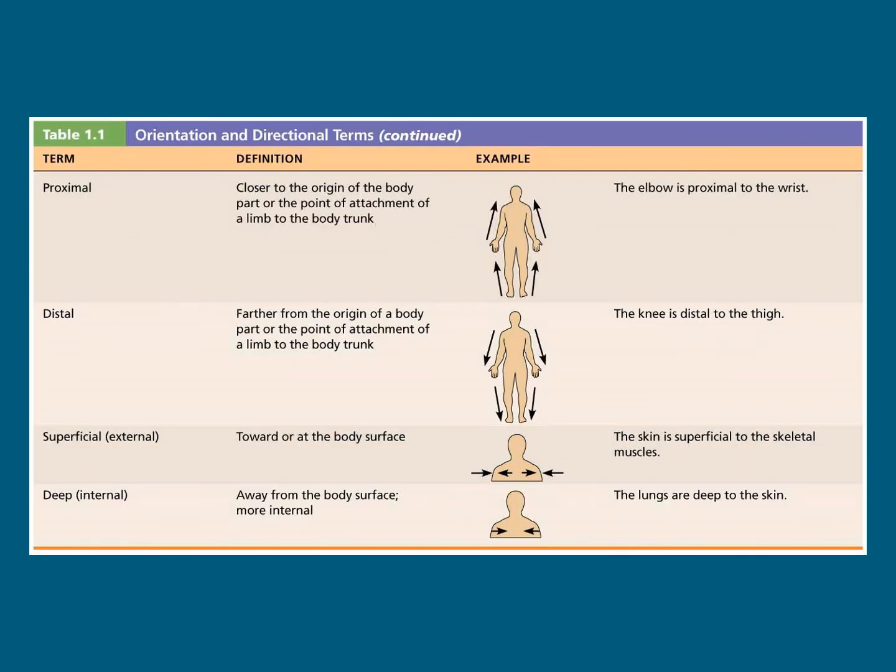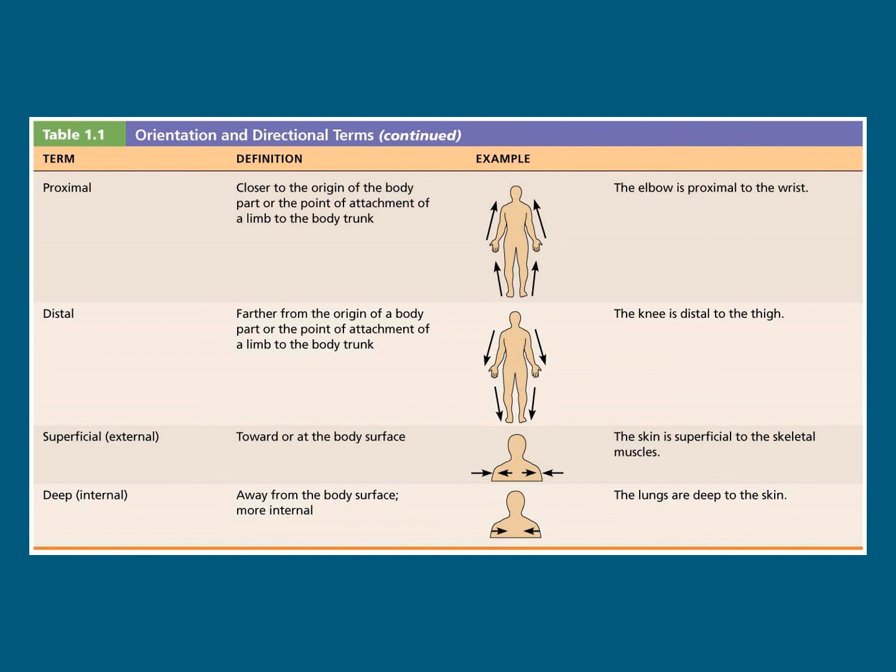Proximal and distal are used only on the arms and the legs, which are what we refer to as your appendages. Proximal is closer to that point of origin where it attaches to the trunk of the body, so closer to the shoulder or closer to the hip. Distal is further away from that point of attachment. And so you could say that your elbow is proximal to the wrist, meaning it's closer to the shoulder than the wrist is. You could also say that the wrist is distal to the elbow.